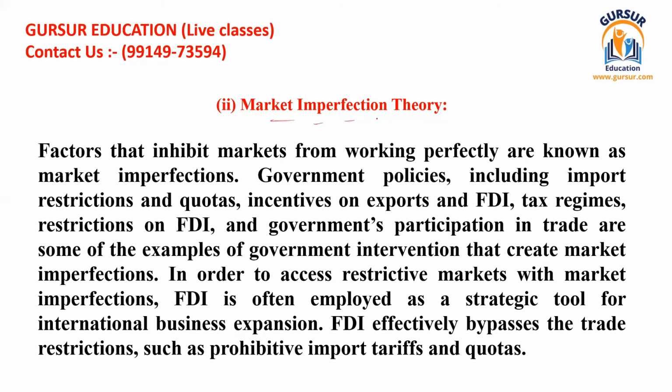The second is market imperfection theory. Sometimes the market is imperfect. There are some factors that inhibit the market from working perfectly, and these factors are known as market imperfections. I'm going to tell you some examples. The first, we can say, is government policies like import restrictions, quotas, incentives on exports, FDI tax regimes, restrictions on FDI, then government's participation in trade. These are some examples of government interventions, and these create market imperfections.